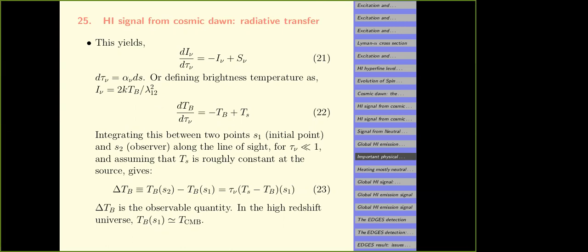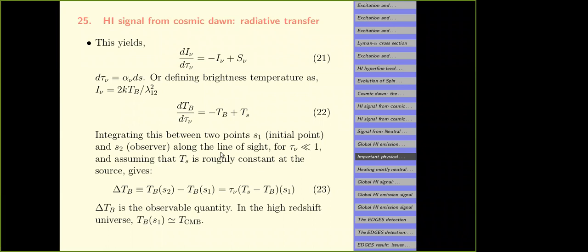Equation 22 is a fairly straightforward equation to solve. I can solve it between 2 points along the line of sight, an initial point and the final point, which is the observer. I'm going to write down the solution for tau nu much smaller than unity. And this is justified by what I'm going to do later. Tau nu is indeed much smaller than unity. And if you notice, Janki has given you notes, and she has discussed tau nu, and you can see it's much smaller than unity for all cases of interest for us. So tau nu is much smaller than unity.